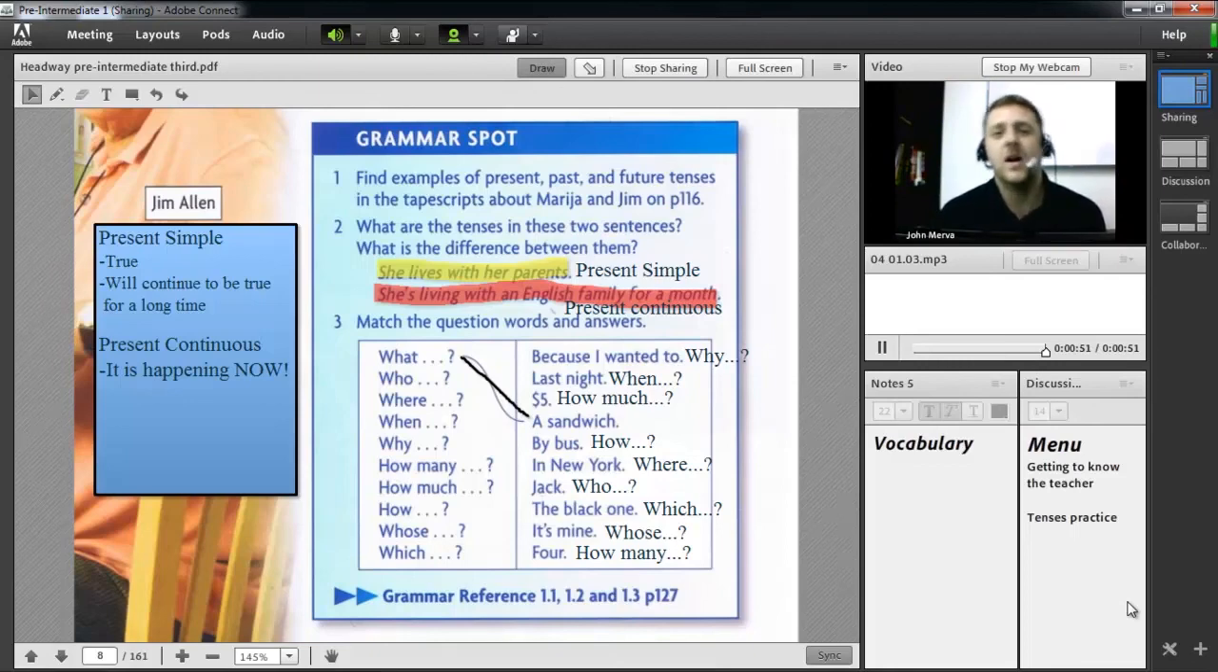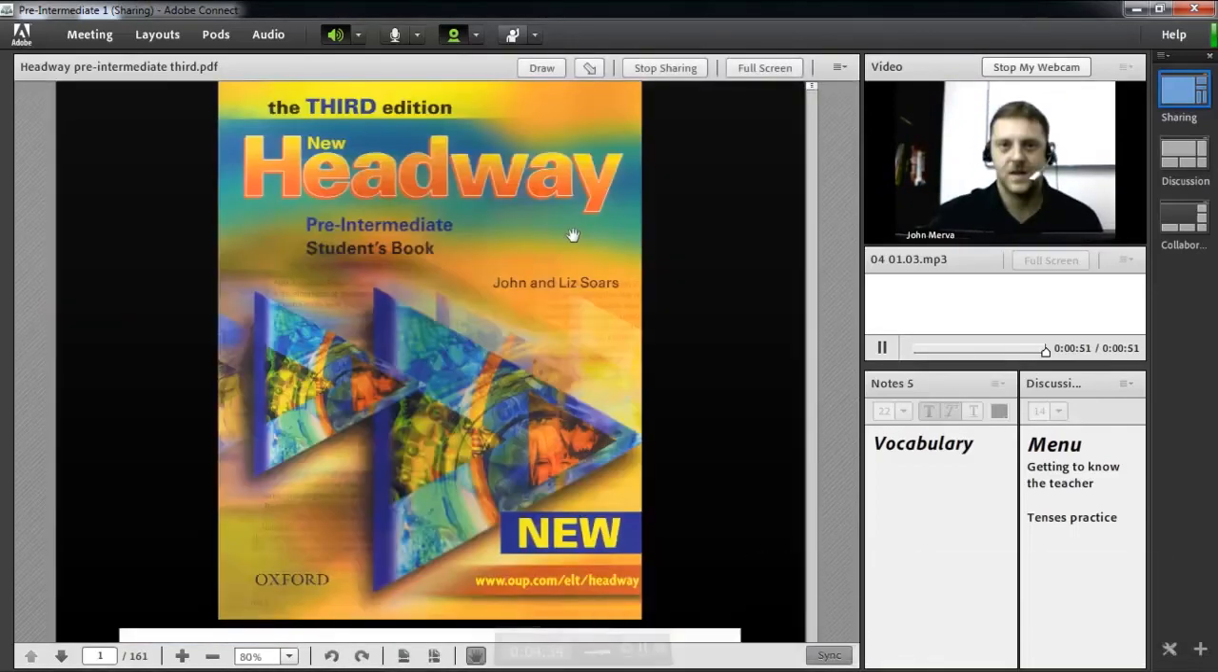In New York, a place, usually where. Like we said before, Jack is a person, so we use who. The black one, when we're trying to decide which object we're looking at, we use which. It's mine, whose, possessive. And finally, how many, the number 4. Well done. Please make sure that your answers in your book are the same as the answers on the screen. When you have checked your answers and you are happy with your answers, please close your student book.